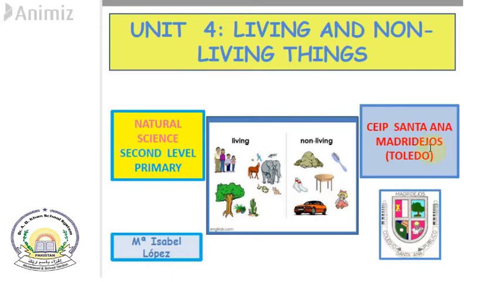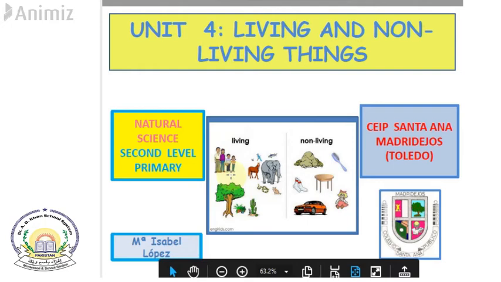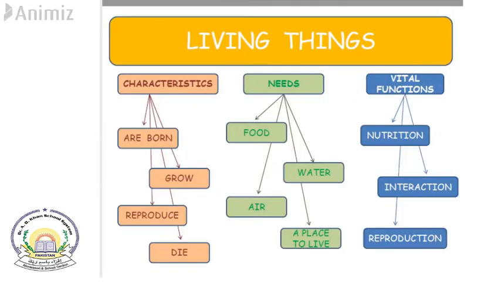Okay, so as you can see in this picture, there is a picture of a living thing, and then there is a picture of a non-living thing. So let's discuss this topic. Living things: these are the characteristics of living things, and these are their needs, and these are their vital functions. That means, what characteristics do they have, what do they need, and what are their vital functions.